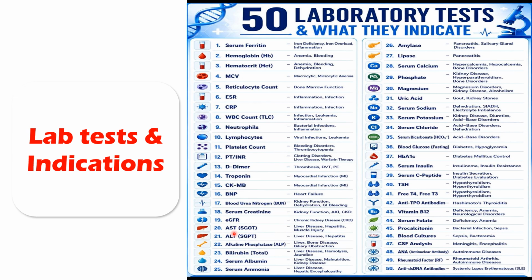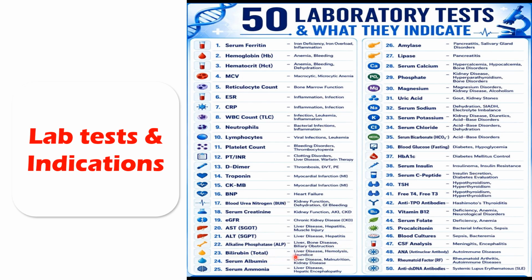Then AST, which stands for aspartate aminotransferase, also known as SGOT, indicated in case of liver disease, hepatitis, muscle injury. Then ALT, which is known as alanine aminotransferase, also SGPT, is indicated in case of liver disease and hepatitis. Alkaline phosphatase, in short form ALP, is indicated in case of liver, bone disease, biliary obstruction.